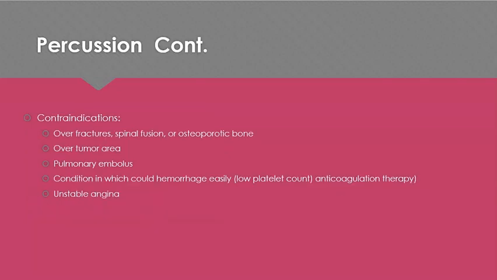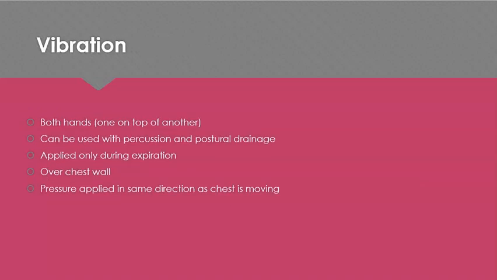Some other contraindications to keep in mind: spinal fusion, tumor area, pulmonary embolism, conditions which hemorrhage easily like a low platelet count, anticoagulation therapy, and unstable angina. With vibration, you use both hands, one on top of the other. I'll show you this technique. It can be used with percussion and postural drainage, applied only during expiration over the chest wall. Pressure is applied in the same direction as the chest is moving.